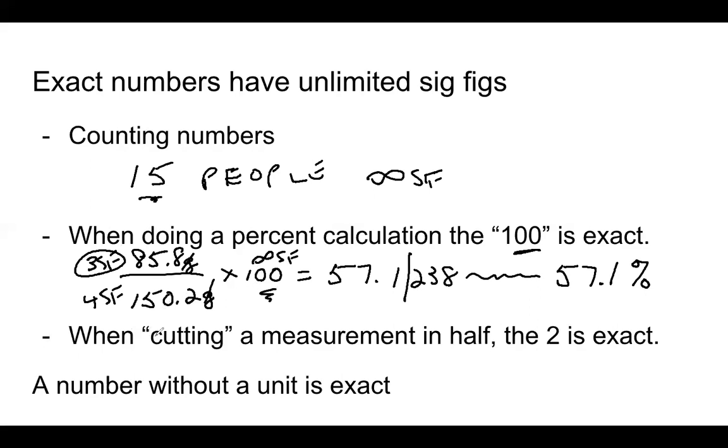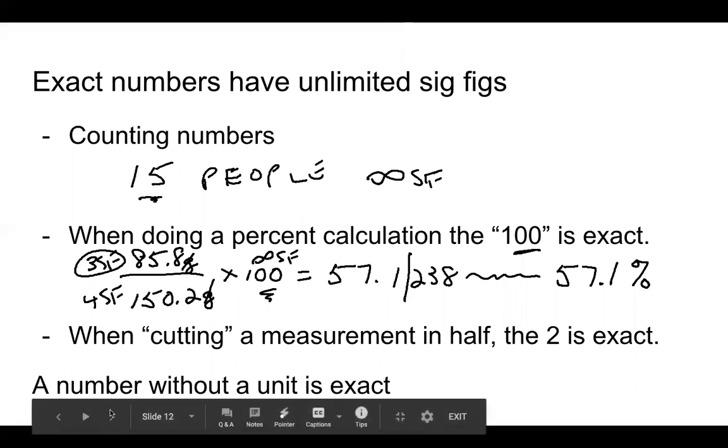All right, and then when cutting a measurement in half, the 2 is exact. The next slide will have an example of that. And here I just want to emphasize a number without a unit is exact. Measurements have units. This is just a number. There's no unit. We don't look at sig figs for that. Okay, so let's look at our next example here.